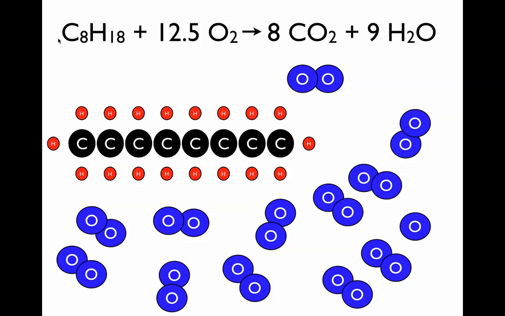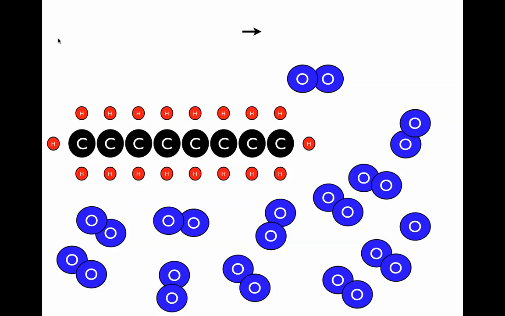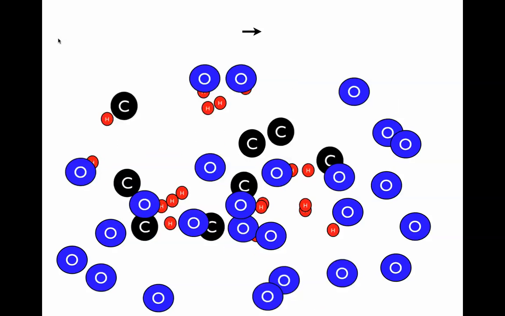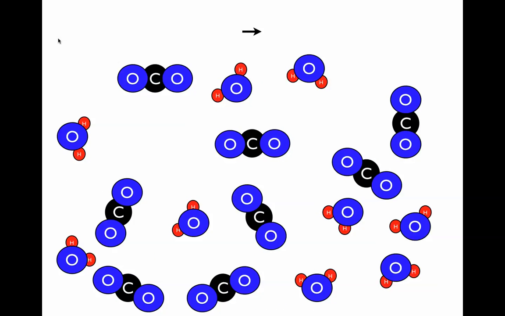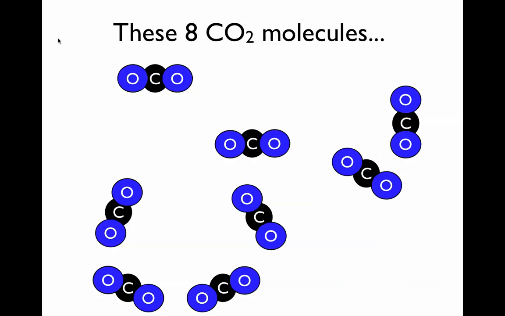Here's what that looks like schematically. We've got an octane molecule and 12 and a half oxygen molecules. You won't really find a half of an oxygen molecule floating around very much, but for the sake of the illustration, that's what we're doing. So when we burn it, when we have that combustion reaction, we move things around like this, and we've got now the 8 carbon dioxide and 9 water molecules.